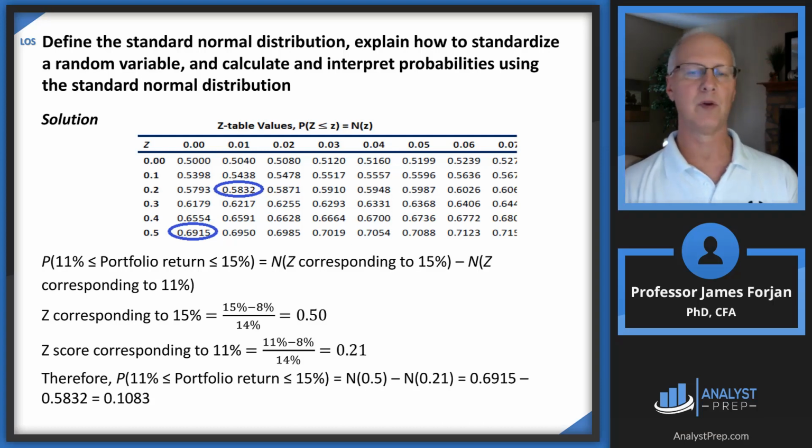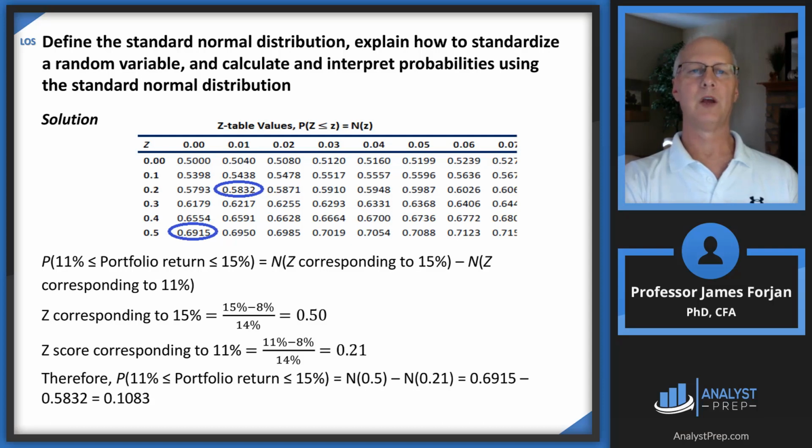So that's 58%. And so to get the corresponding value that this security is going to generate a return between 11 and 15%, you just take the difference between those two probabilities. So 69 minus 58, that's about 11%, right? I was rounding there, and the actual number is 0.1083.